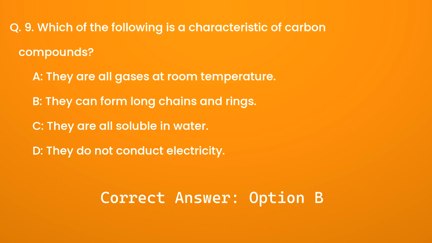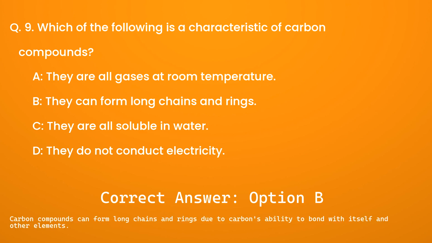The correct answer is option B, which is they can form long chains and rings. Carbon compounds can form long chains and rings due to carbon's ability to bond with itself and other elements.